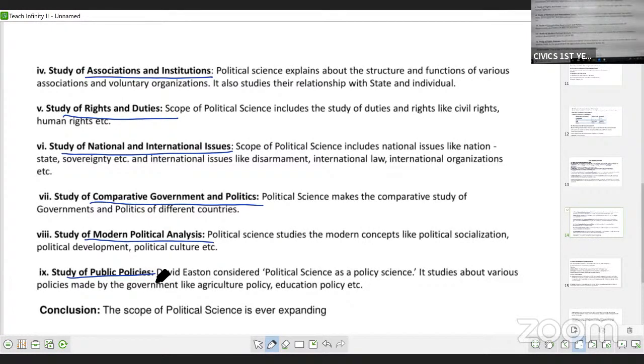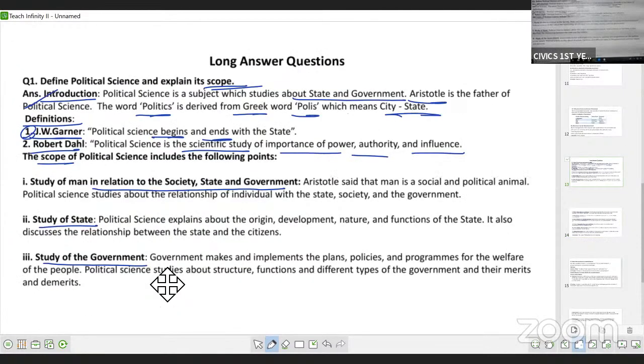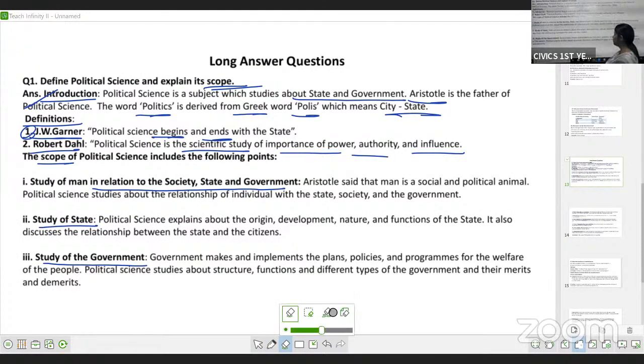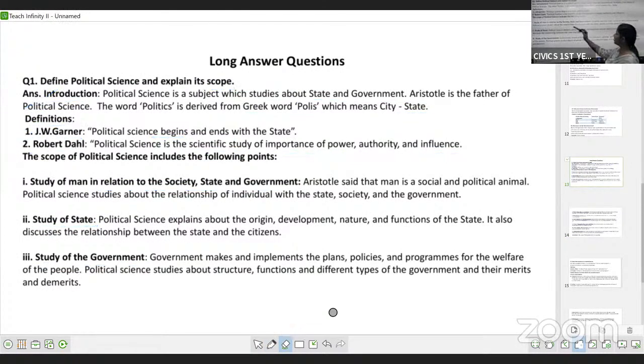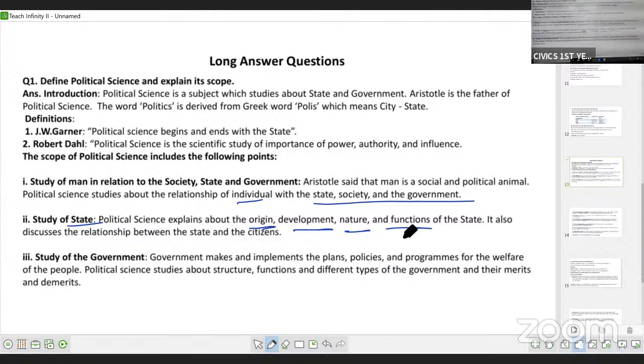Okay, once you know the side headings, try to explain those side headings in your own words. Same thing, you can explain, like man is a social animal. Political science studies the relationship of the individual with state, society and government. So, when we say study of state, it studies how the state originated, how it developed, what is its nature and what are the functions of the state.